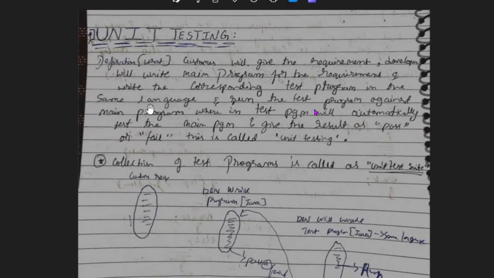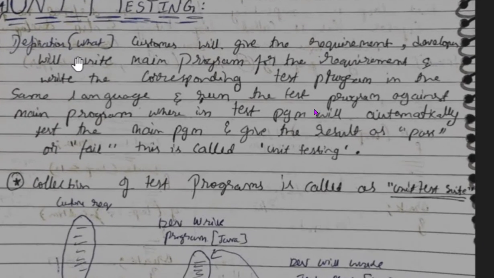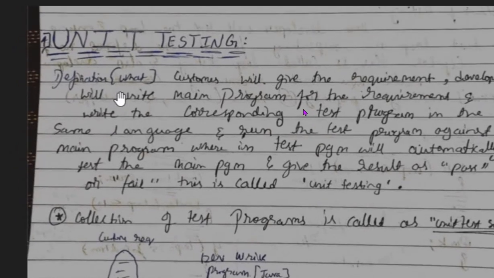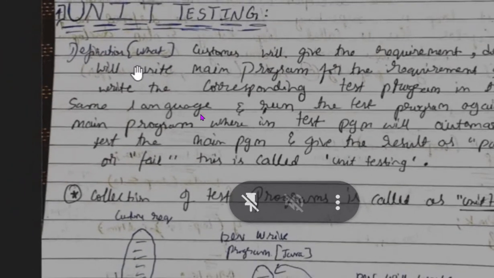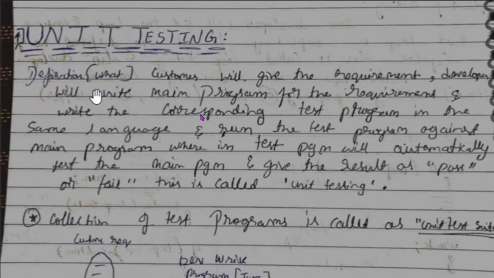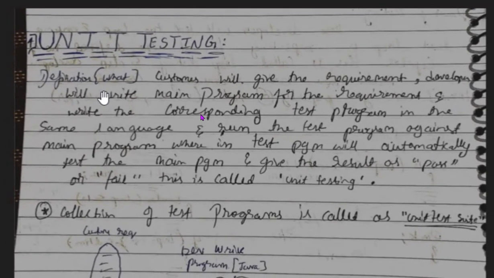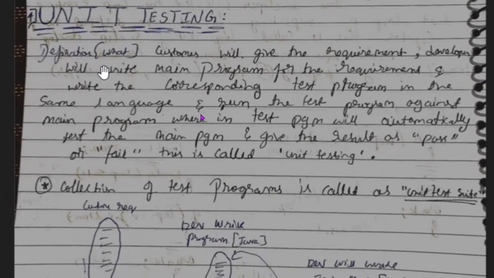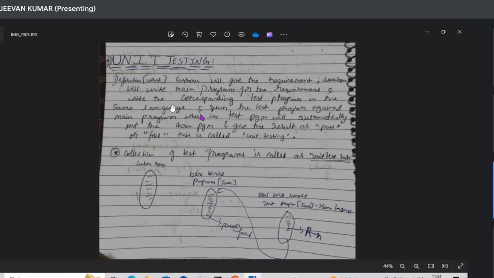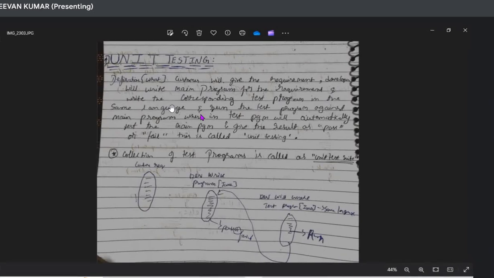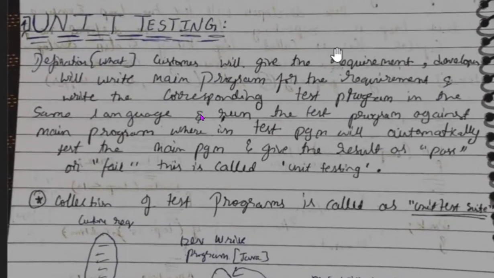Yeah, go ahead. Okay, the fourth one is unit testing. Simply we are going to discuss two flavors. First, the unit testing definition. Listen to the definition very carefully; the entire definition is going to be explained with the example. The customer will give the requirement. That's the first stage. A developer will write the main program for the requirement and write the corresponding test program in the same language.